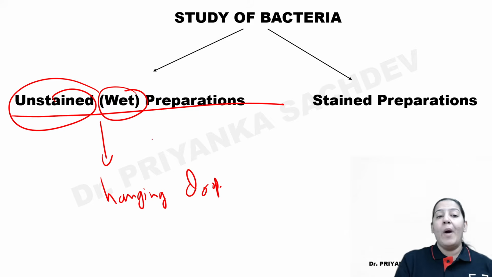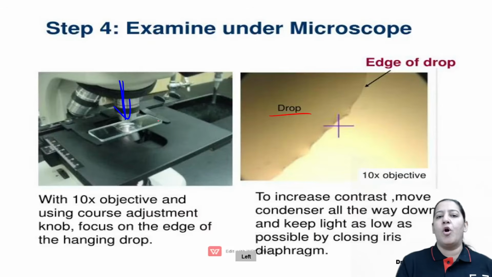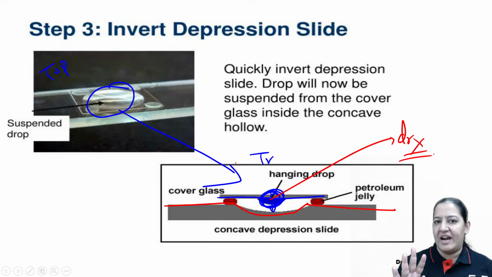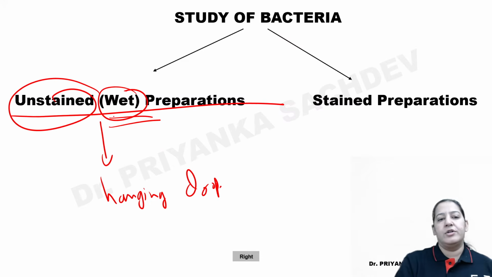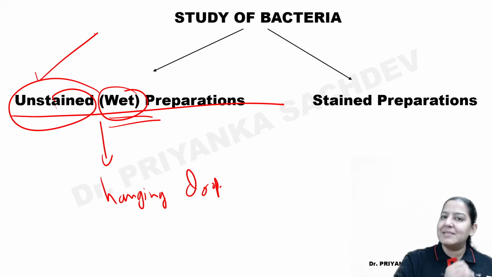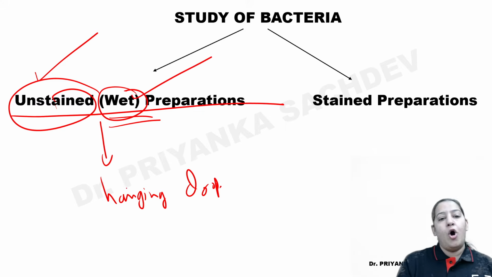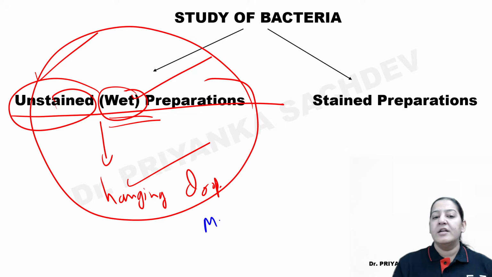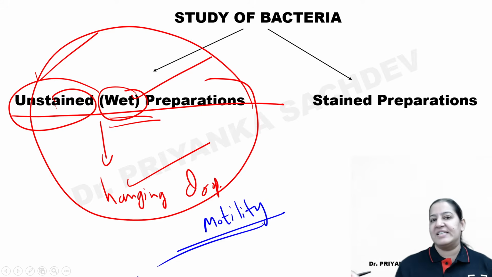Why is it known as wet preparation? Because you can observe only till the drop is wet. Once this drop becomes dry, you cannot observe the motility, the bacteria are dead. So either you say unstained, or wet, or hanging drop, one and the same thing. And these all things are for one thing. What is the utility? The utility is to observe the motility of the bacteria. That's it, nothing else. Everyone give me a thumbs up.